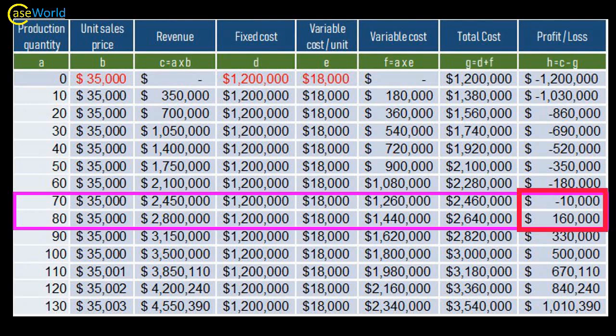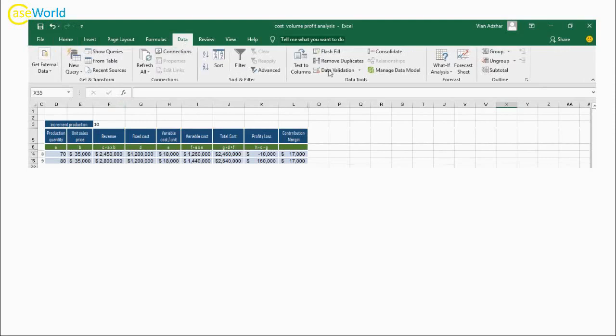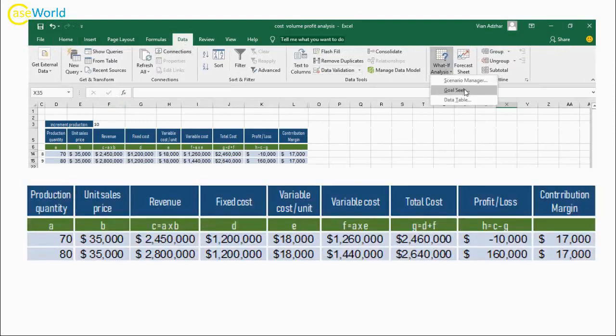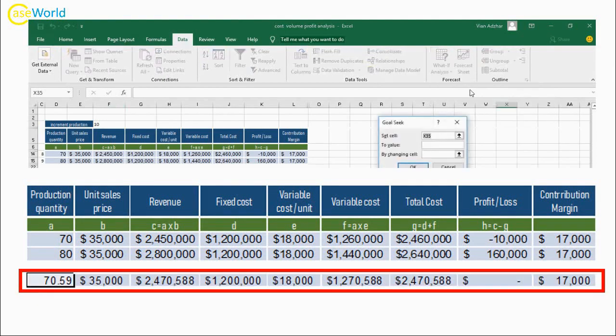Here we can see that the break-even is somewhere between 70 and 80 units. By using the goal-seek feature in Microsoft Excel, you can find that the profit of the company will be at 0 when the number of products sold is 70.59. Hence, in order to prevent the company from incurring a loss, at least 71 units of product must be sold.